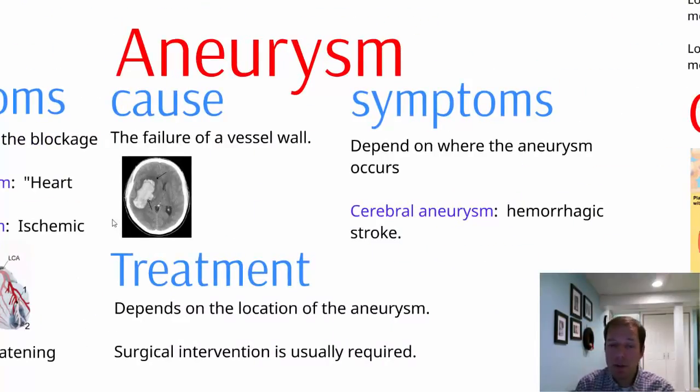Finally, an aneurysm is going to be the failure of a vessel wall. In other words, this is when a blood vessel bursts. The symptoms are going to depend on where it is located, but we find that this is most common in the brain. Something called a cerebral aneurysm is when there's going to be a stroke in which blood actually leaks out of a vessel and begins to pool in the brain.